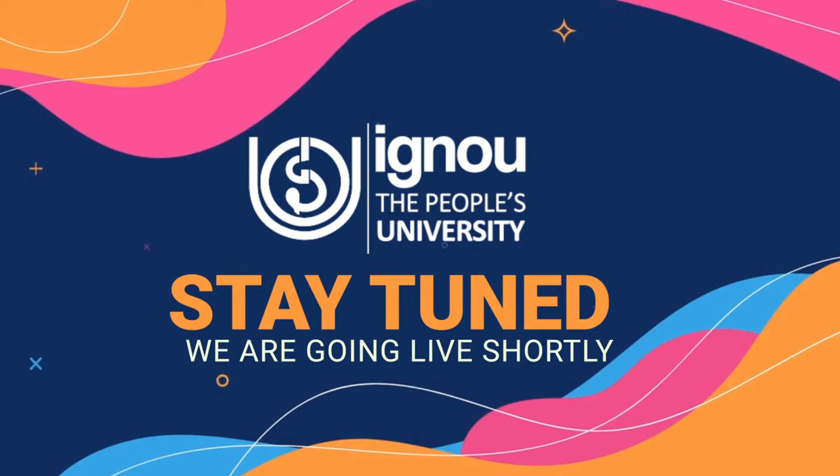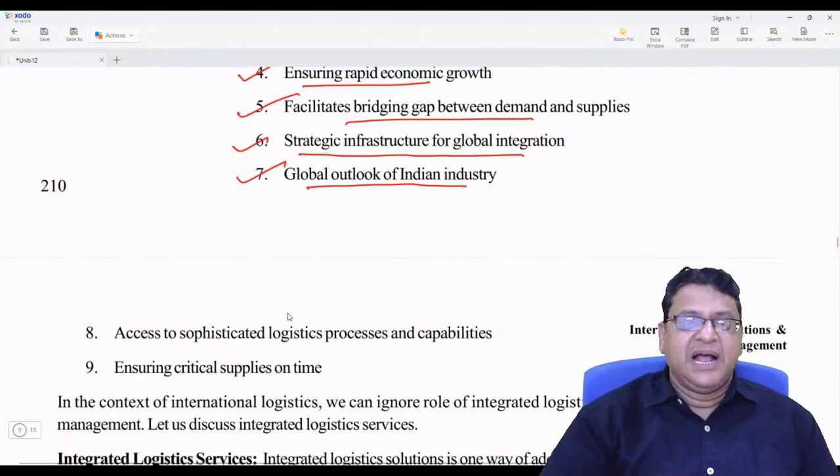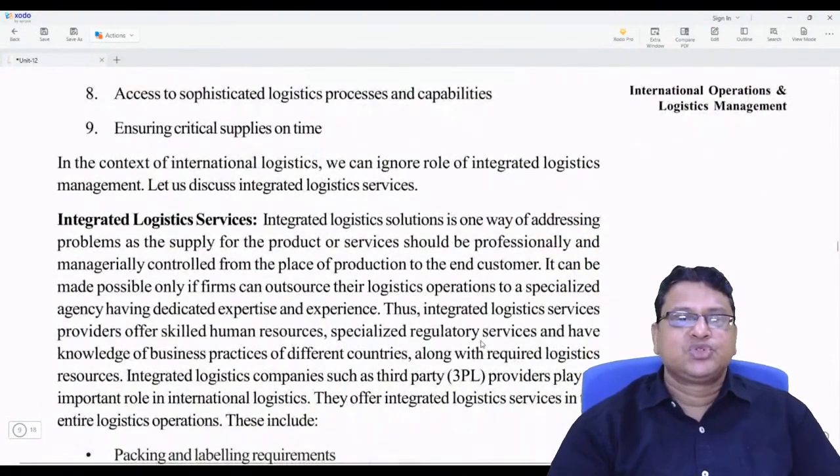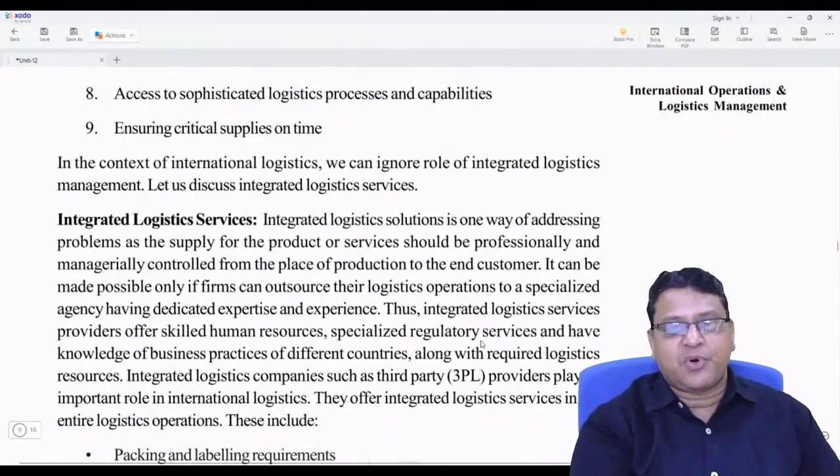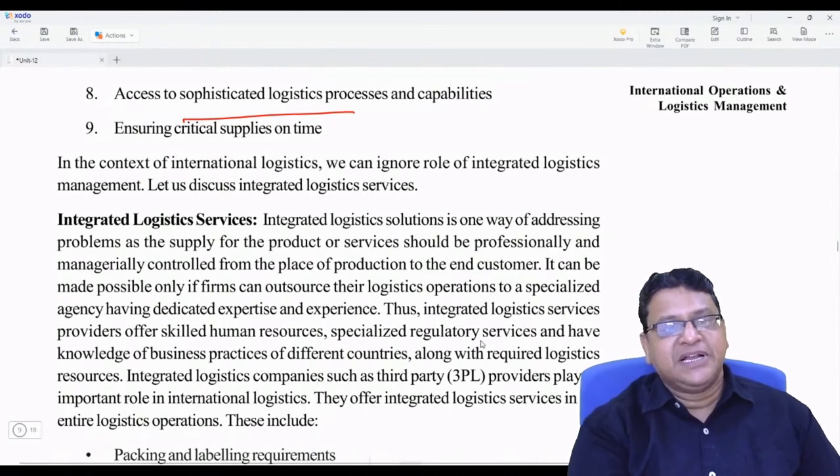It creates strategic infrastructure for global integration. It has a global outlook for the entire industry, and it gives access to sophisticated logistics processes and capability. It ensures critical supplies on time.